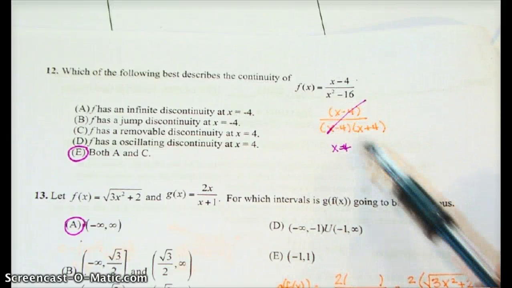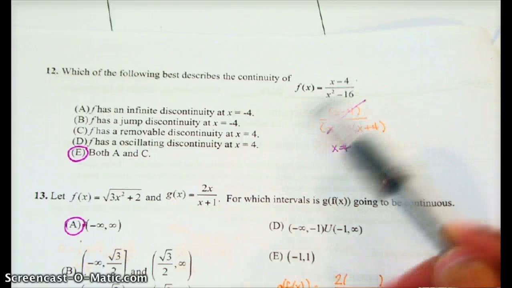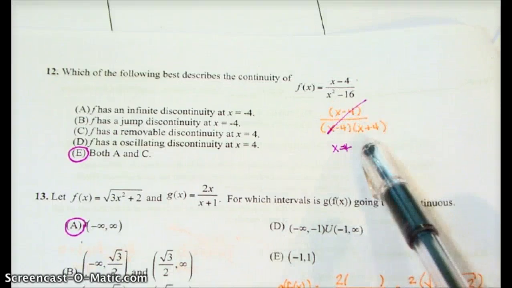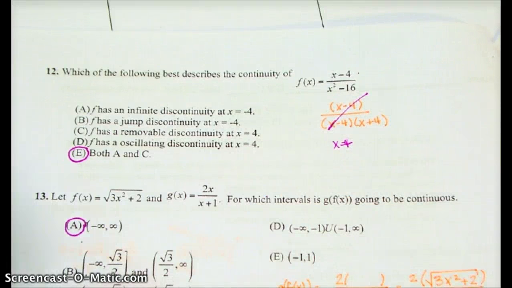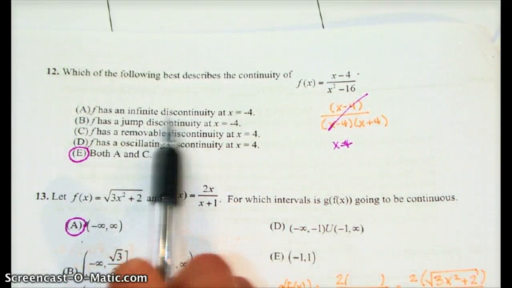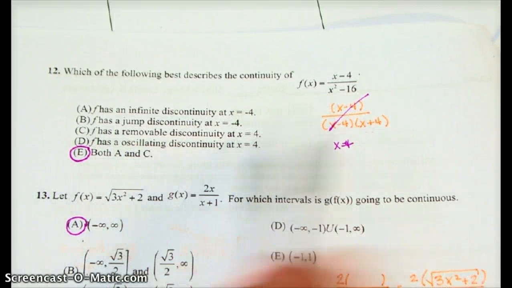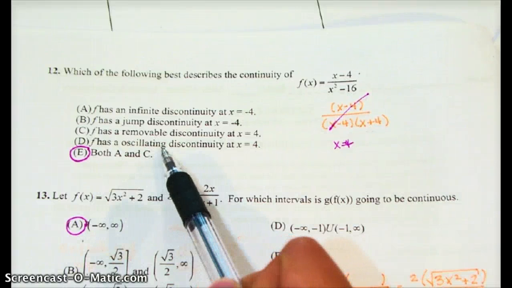If you plug in negative 4, you'll get tiny little values, which make the whole thing blow up and turn into infinity. If you see this, then it's easy to say, okay, A is true, infinite discontinuity, that's what an asymptote is. And C is true because a hole is a removable discontinuity.